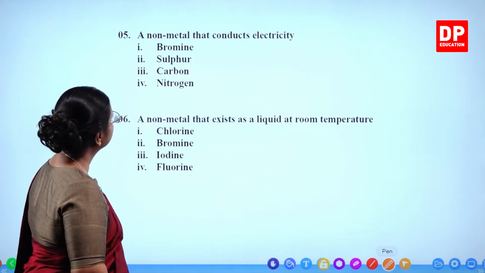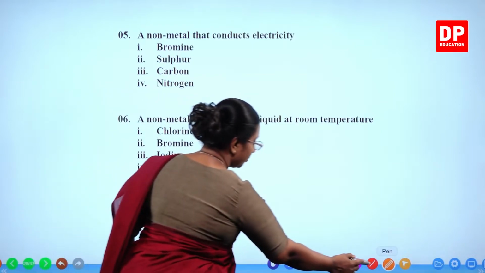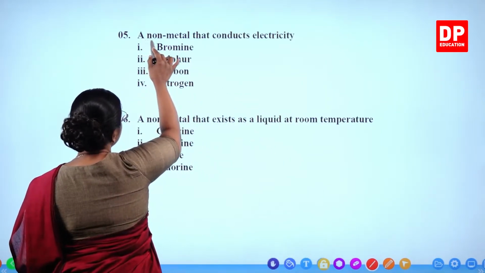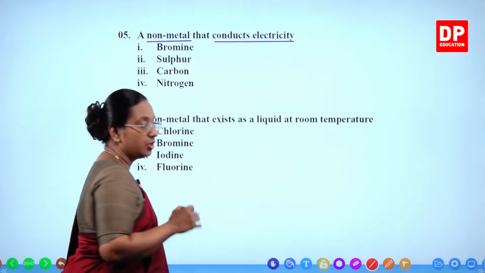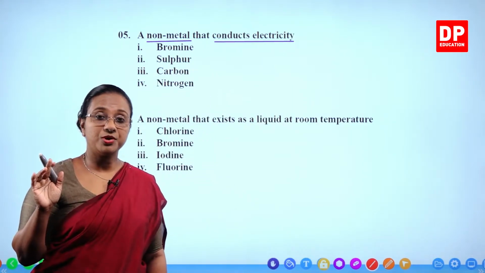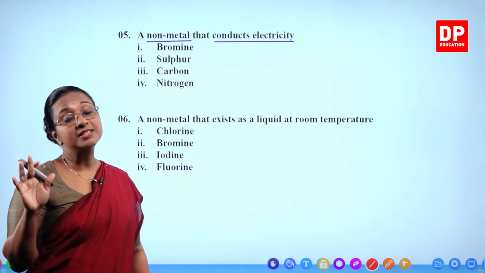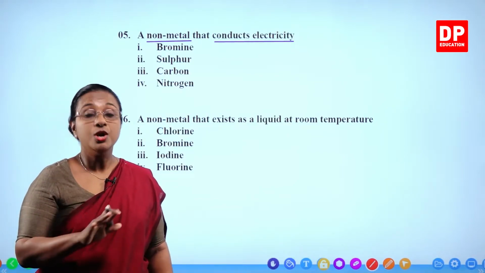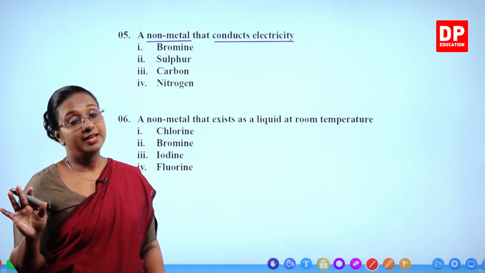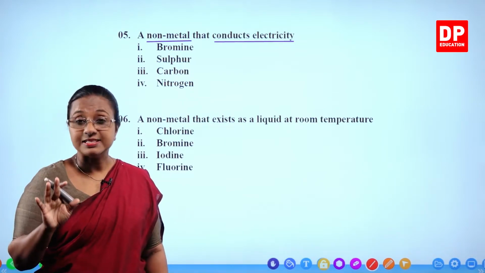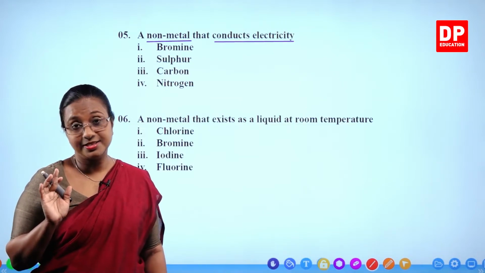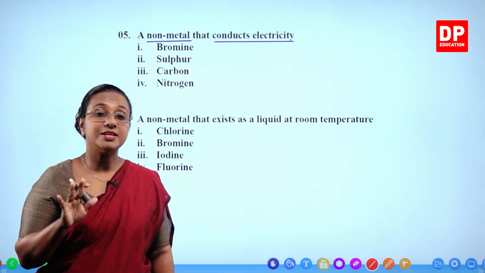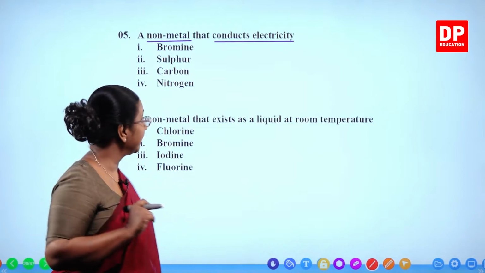A non-metal that conducts electricity. So here again you have to see it should be a non-metal that conducts electricity. So two things that are important. Usually metals conduct electricity, that you know. Non-metals do not conduct electricity. But there is an exception. Carbon, graphite conducts electricity well. So graphite is a non-metal that conducts electricity.